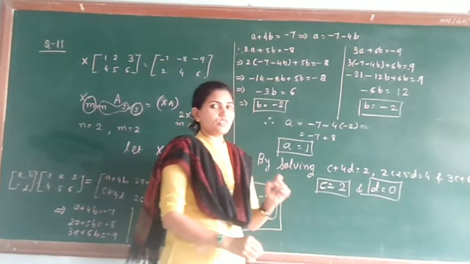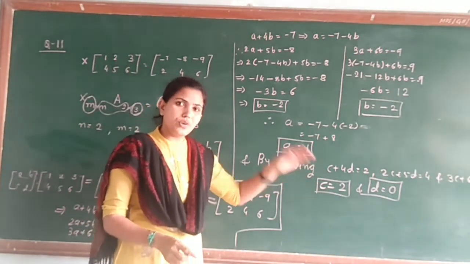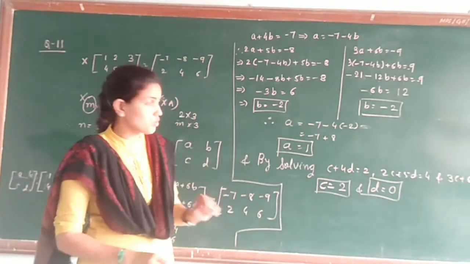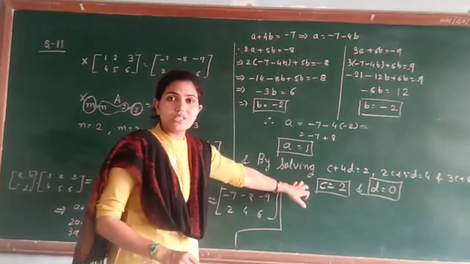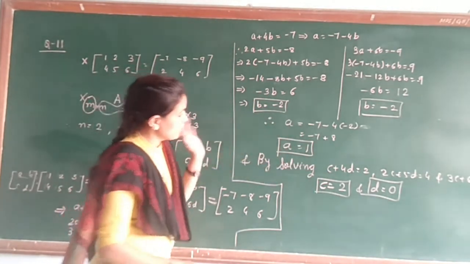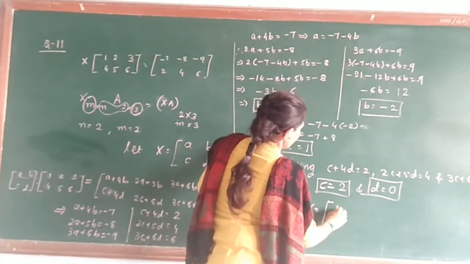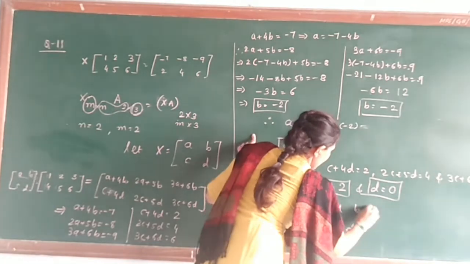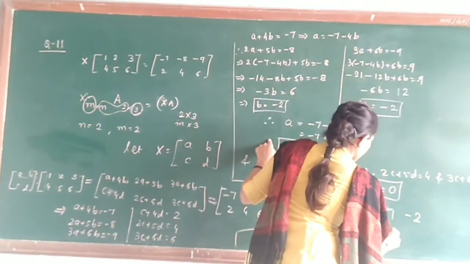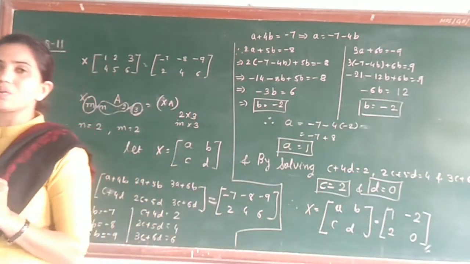But students, you have to show this solution. This solution we have to show in your answer. The answer should have this solution there. So please see how to find c is equal to 2 and d is equal to 0. The procedure is similar here. Therefore x is equal to a, b, c and d. So a is equal to 1, b is equal to minus 2, c is equal to 2 and d is equal to 0. And that is your answer.